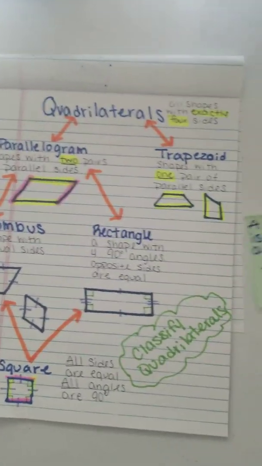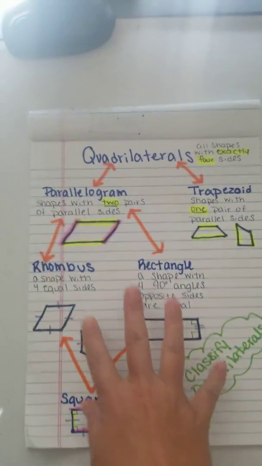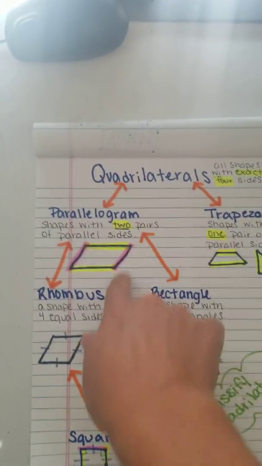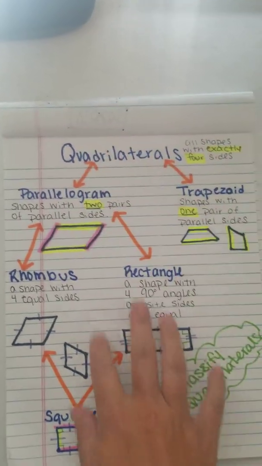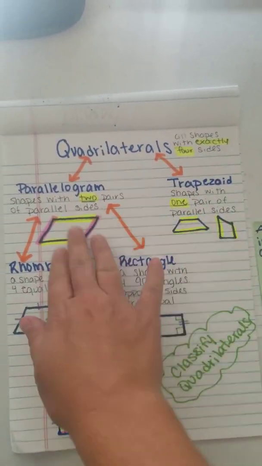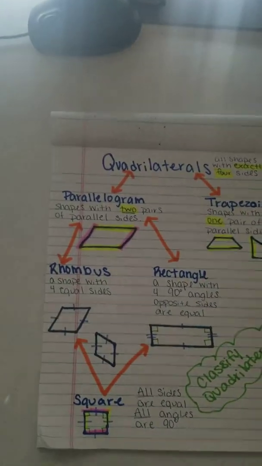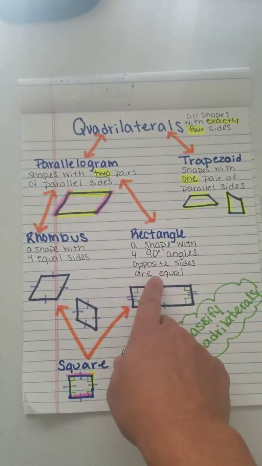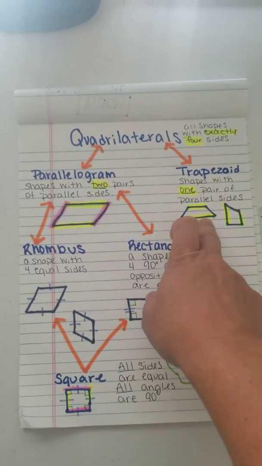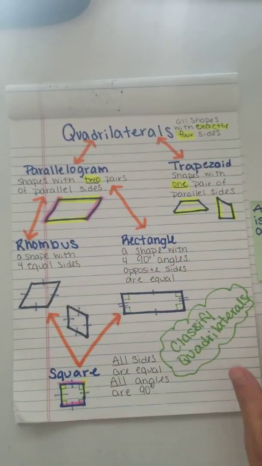Now, a rectangle is sometimes a trapezoid. When we have this, remember, if I'm going down, it's sometimes. If I'm going up, it's always. And if I go side to side, it is never, okay? So I'm looking at rectangle to trapezoid, so I'm following my arrows. See how there's no arrow that connects it? That means that it's never, okay?